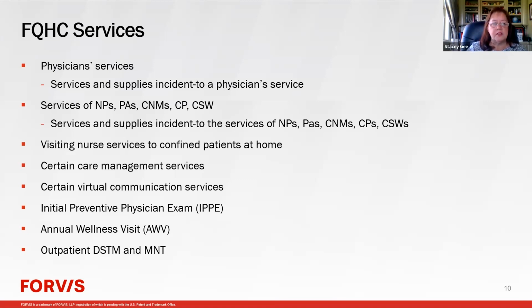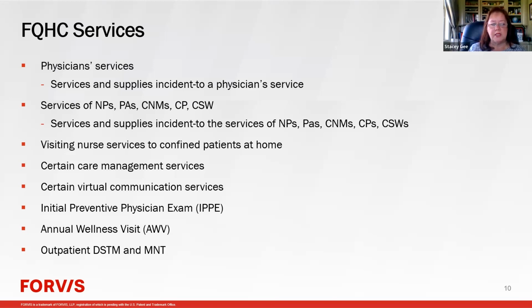Visiting nurse services to confined patients at home. And when we talk about those visiting nurse services for those patients that are confined, there are some very specific requirements. The patient has to be considered confined to the home.